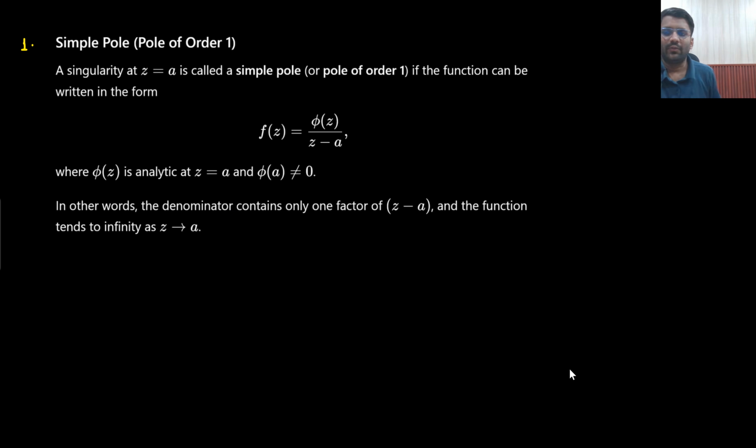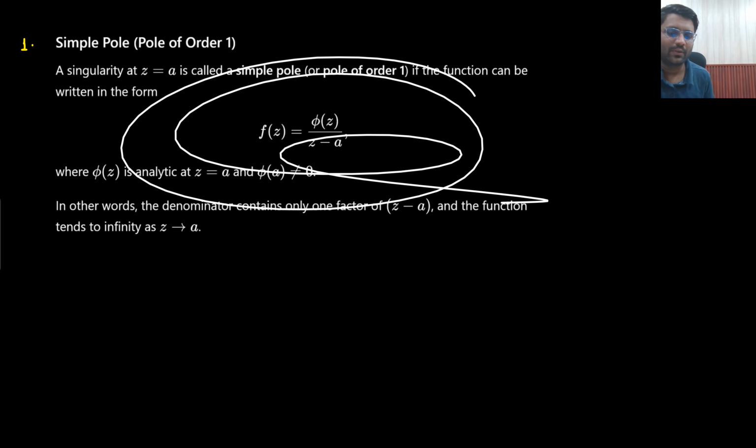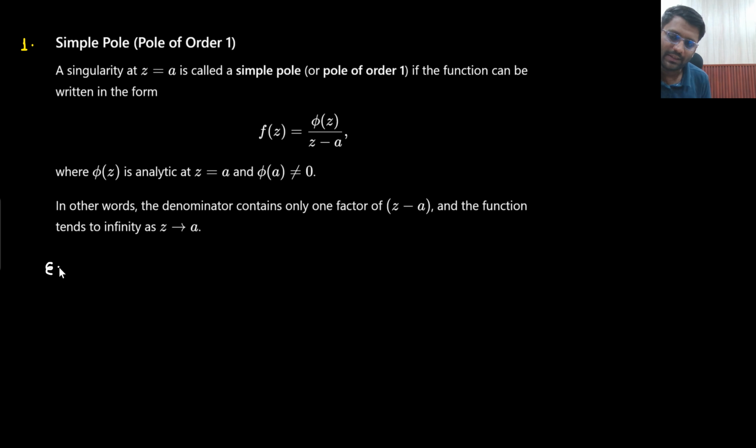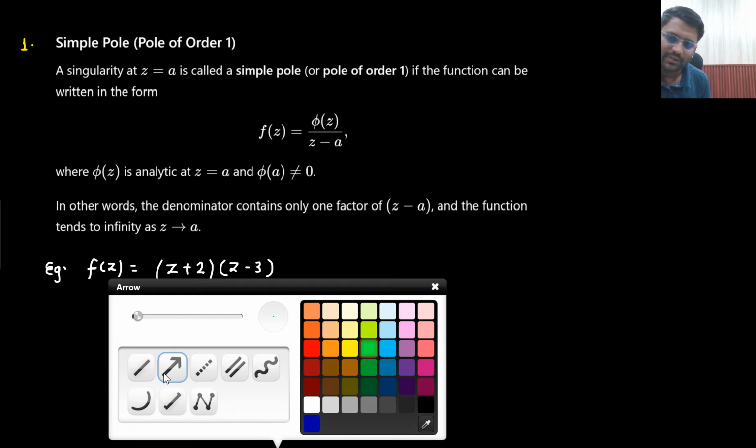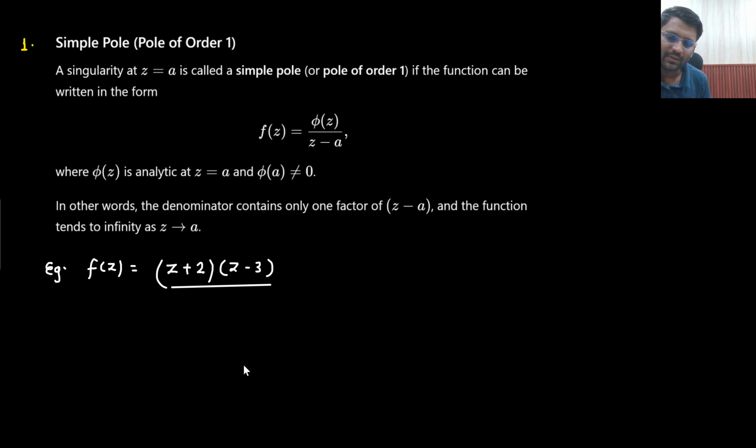Welcome back. So now we need to discuss the types of singularities. First we will discuss simple pole. We will read the definition later on, but let's first see an example. Let's say f of z is (z plus 2) multiplied by (z minus 3) upon (z plus 1).